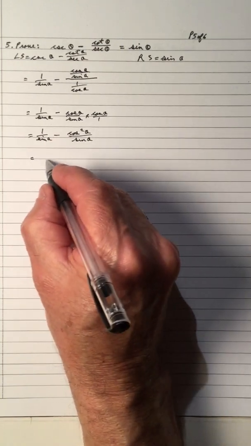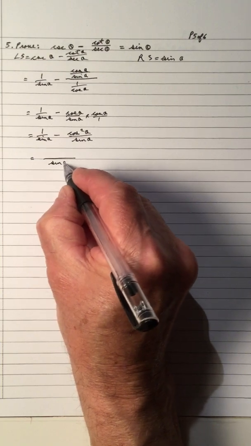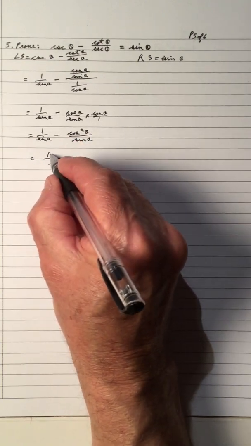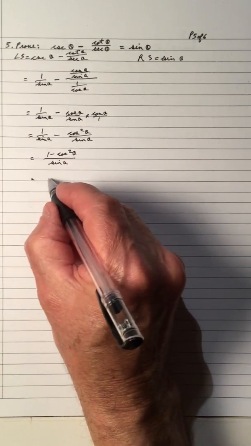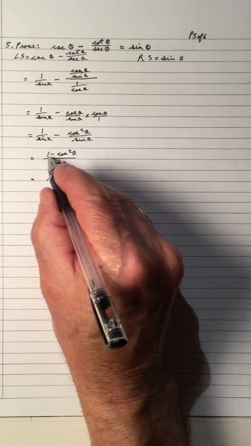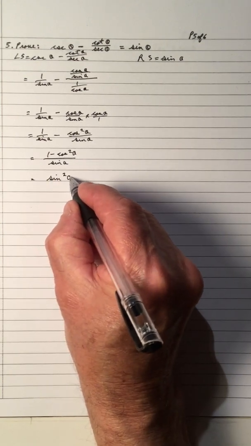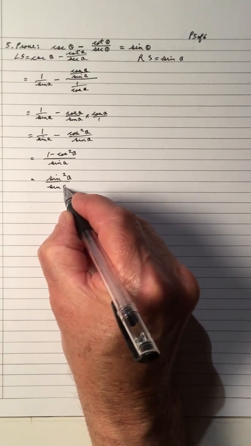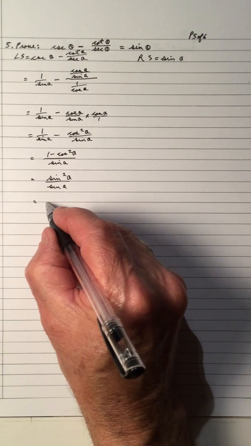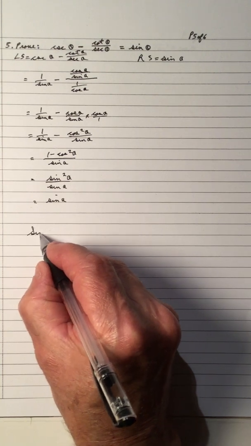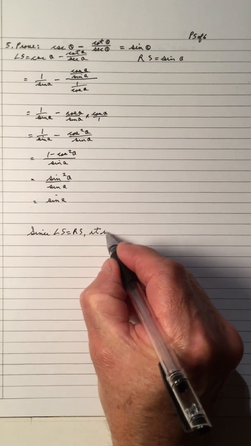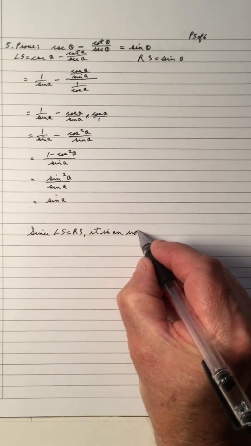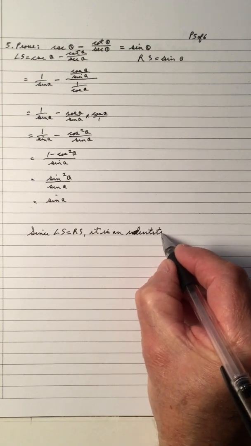Notice we have two fractions with the same denominator, so I'll write the denominator sine theta down. So that's 1 minus cos squared theta, and 1 minus cos squared theta is sine squared theta. And sine squared divided by sine is sine. And left side equals right side. So since left side equals right side, it is an identity.